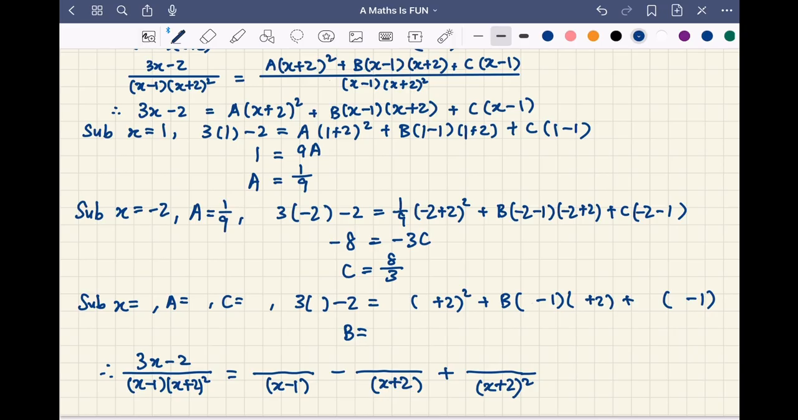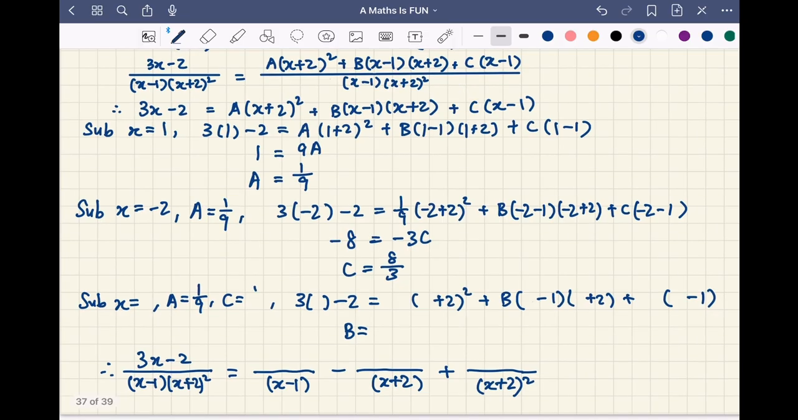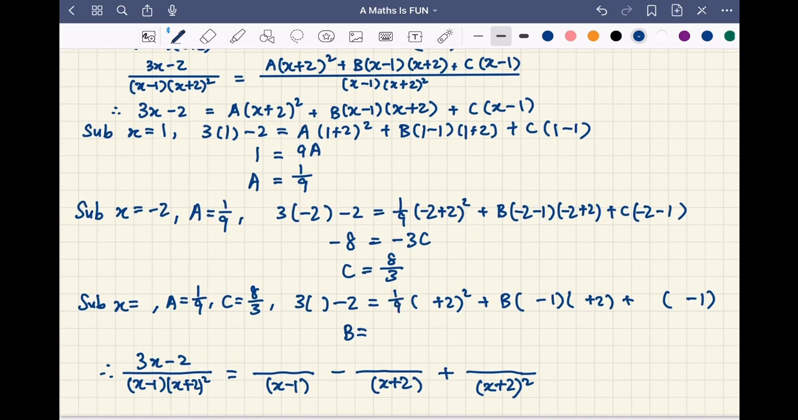And then that leaves us with the final one to solve for, and that is b. Okay, so for the final one, you don't have to scratch your head and overthink about this. So first of all, a is 1 over 9 and c is 8 over 3, and same thing, I will put in the a and c first.